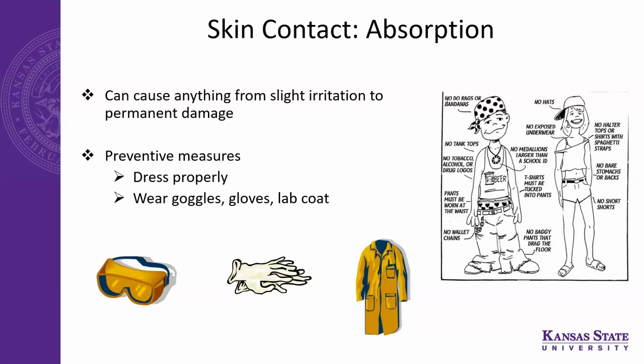So when talking again about absorption, it can cause anything from slight irritation to permanent damage. So we have to be careful. And the preventive measures which we can take are, of course, dress properly when you go to a lab and wear your PPE, as we discussed already. So these are not proper clothing to work in a lab. Your hair should be tied back always.